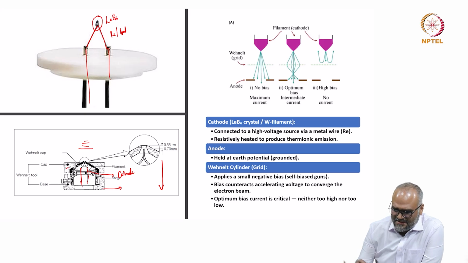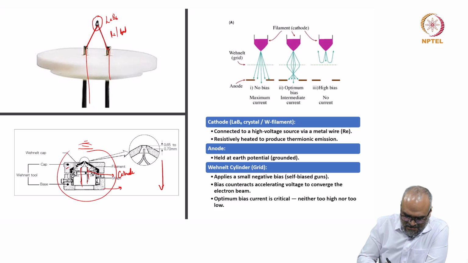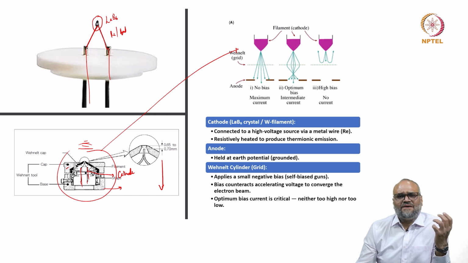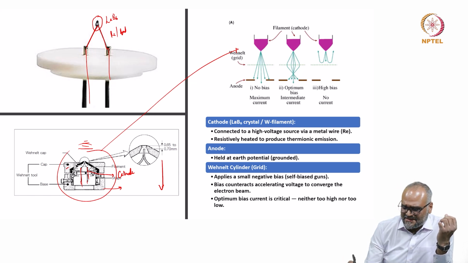So I have the filament and this whole assembly, which looks like this part, and I start applying some kind of a bias on the Wehnelt grid. The whole objective of this is, from the cathode to have an emission, I have the oppositely charged anode here, and I also have a Wehnelt grid.